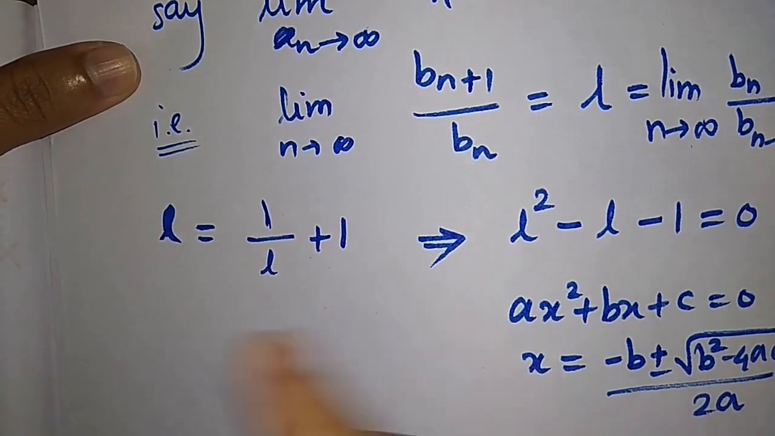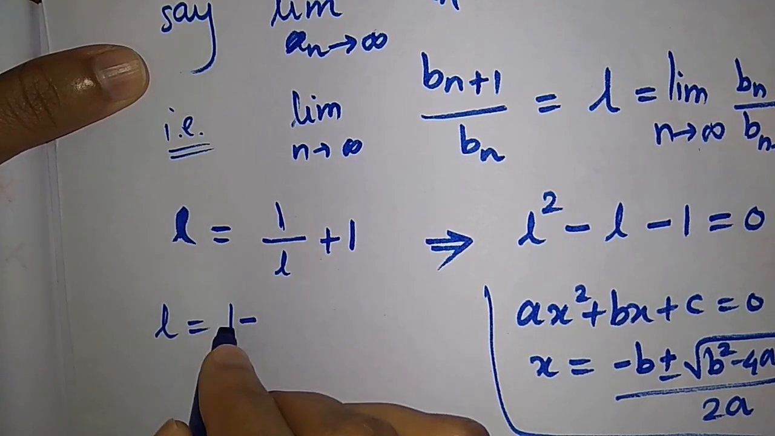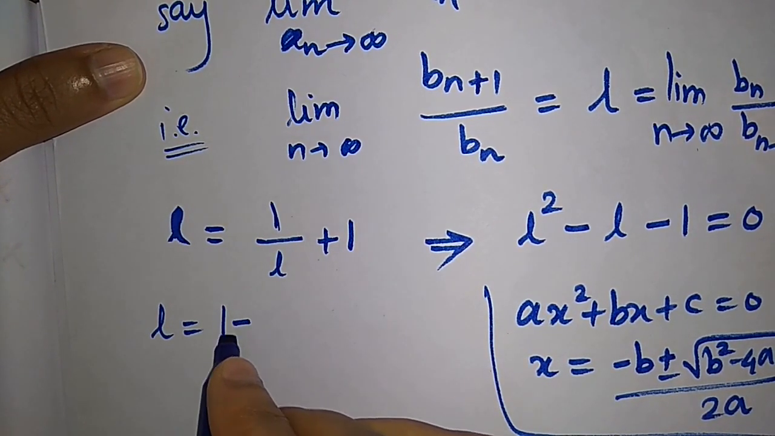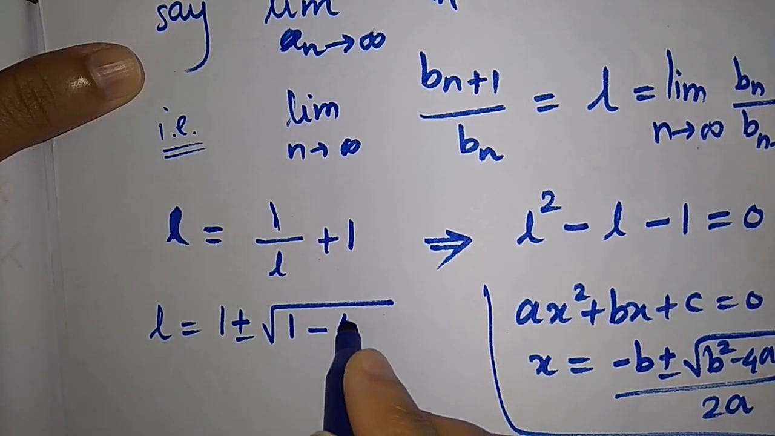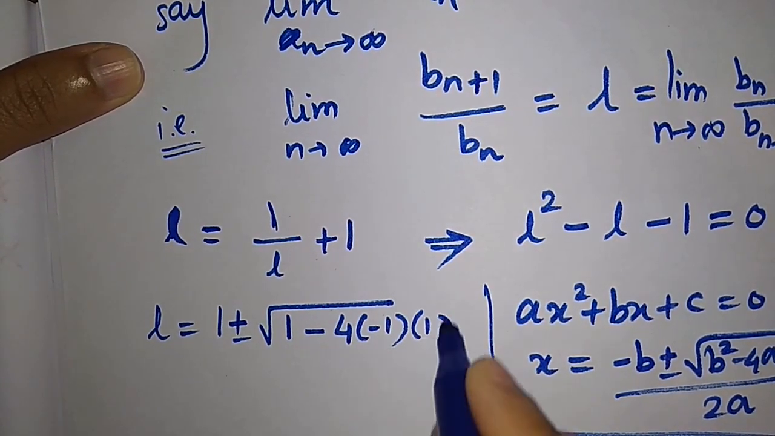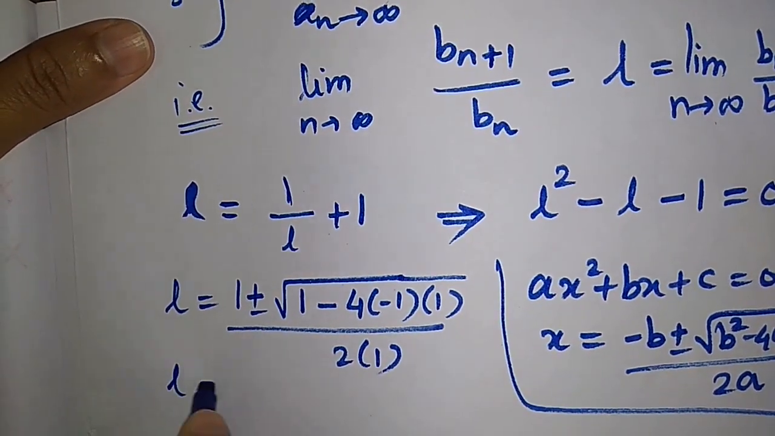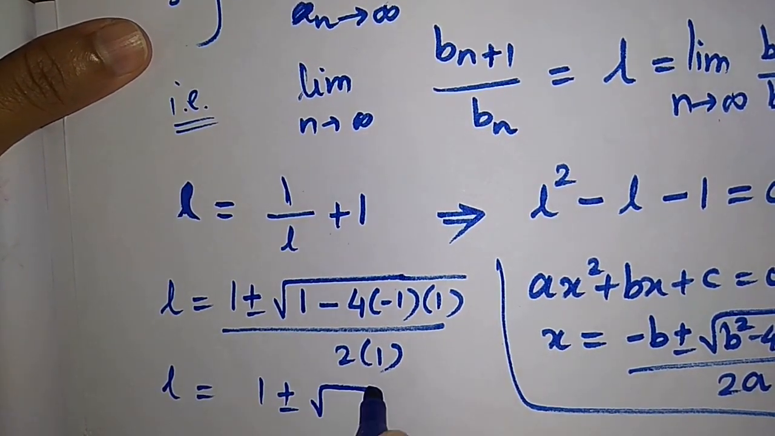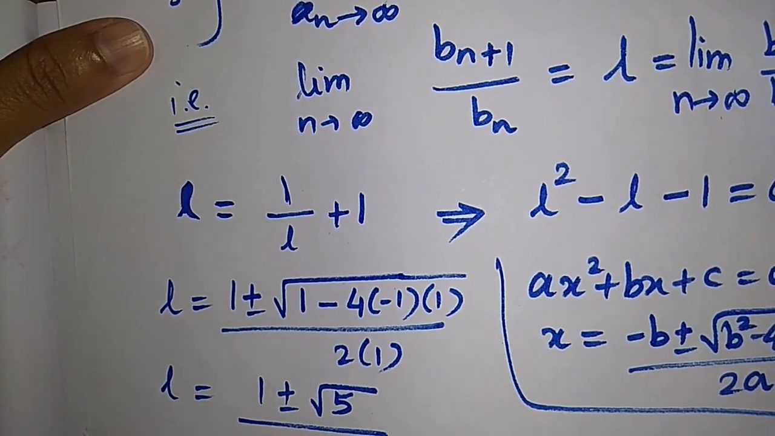So I am just solving this, so L is equal to minus of minus 1, plus minus square root of b square, which is 1, minus 4 into ac, divided by 2 times a. So this is the same as L is equal to 1 plus minus square root of 1 plus 4, which is just square root 5, by 2.